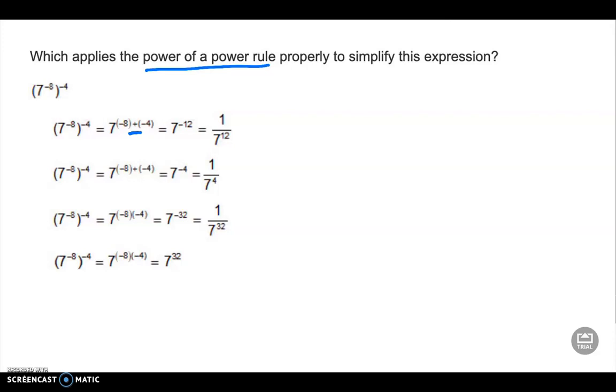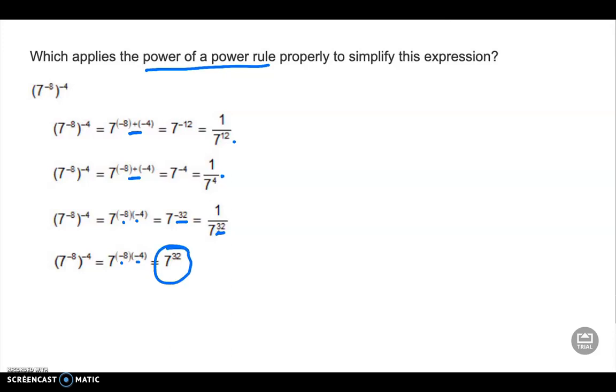Here we're going to add again, negative 8 plus negative 4. Oh, and then they get different answers here. This is negative 8 times negative 4 is negative 32. Well, negative times negative is a positive, so that's not correct. Here we have a negative 8 times negative 4, which gives us 7 to the positive 32.